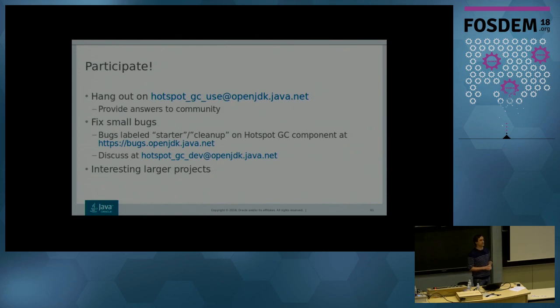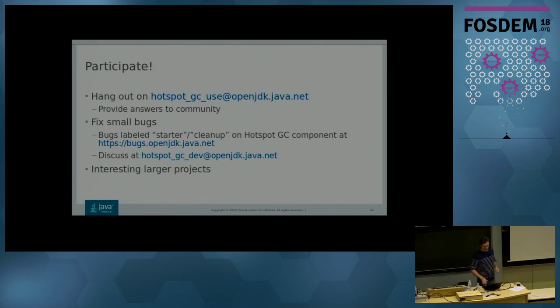If you think you want to start with development, fixing small bugs, in the bug tracker, at least in the GC team, we label all our bugs that are simple with labels called starter or cleanup. Browse through it, look through it, and come to hotspot-gc-dev and discuss them. Even if you don't have a fix, we're happy to help.